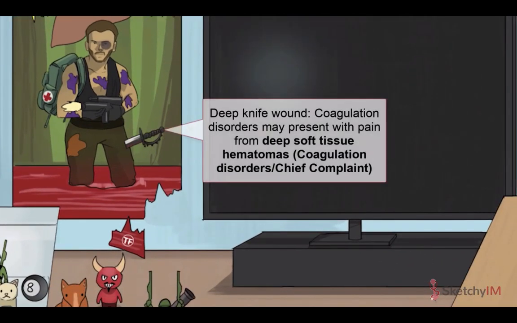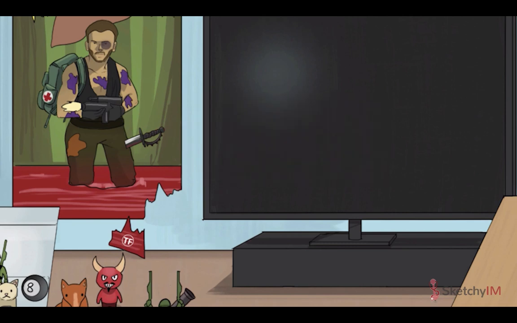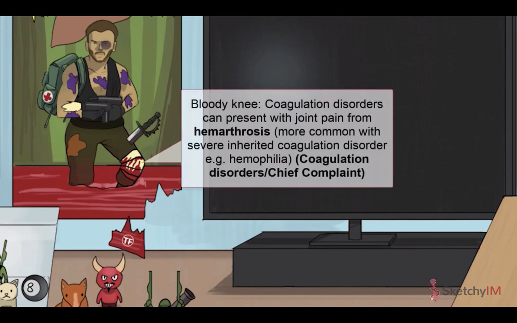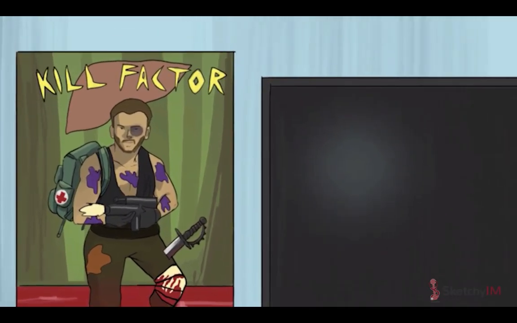As opposed to platelet disorders, patients with coagulation disorders are more likely to develop deep soft tissue hematomas, which can present with pain and swelling. Though keep in mind that the differential diagnosis also includes the presence of an obscenely large knife lodged in the leg. Just saying. Hemarthrosis, or bleeding into the joint space, can occur causing joint pain. This typically indicates a severe inherited coagulation disorder, such as hemophilia.